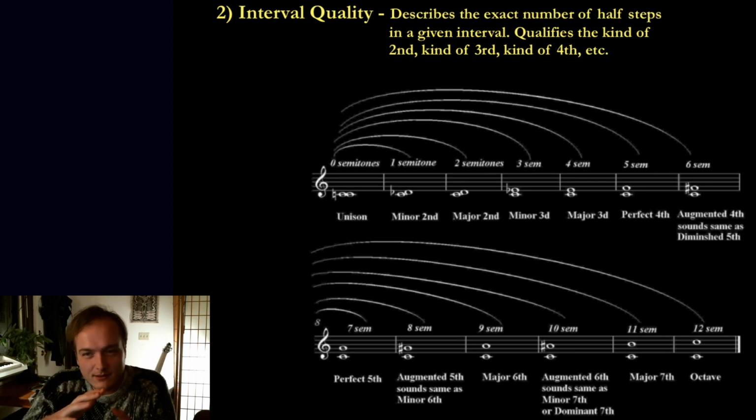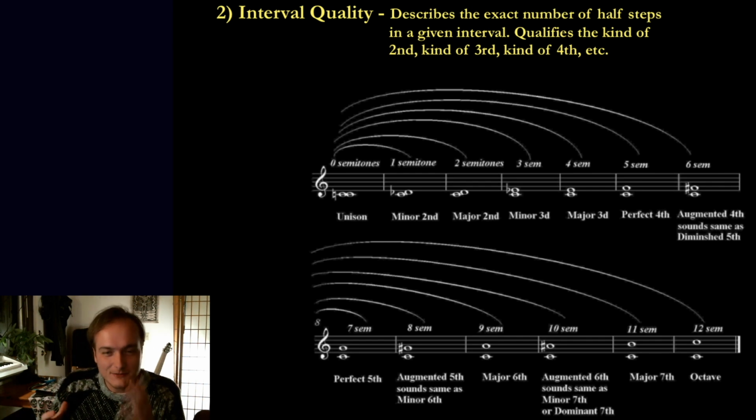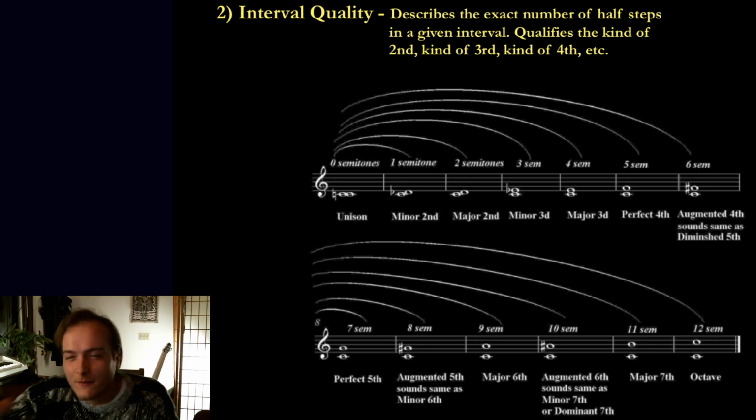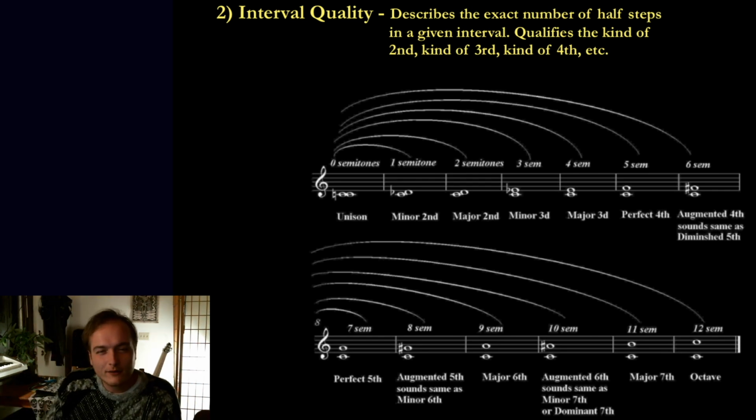3 semitones is the minor third, C to E flat. 4 semitones is the major third, C to E natural. 5 semitones is the perfect fourth, C to F, and 6 semitones is what's called the augmented fourth. Okay, so here's a new term, augmented fourth or diminished fifth. Sounds the same as diminished fifth.